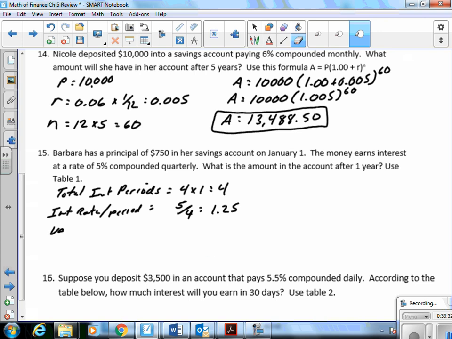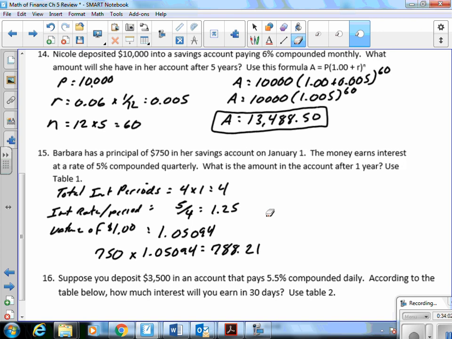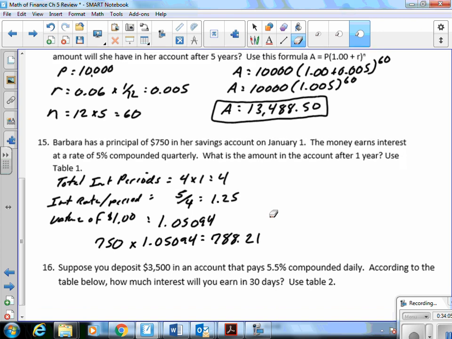So the value of $1 from the table is 1.05094. And once we got that, it's simply 750 times 1.05094, which will give us 788.21. So that's how much is in the account after 1 year.